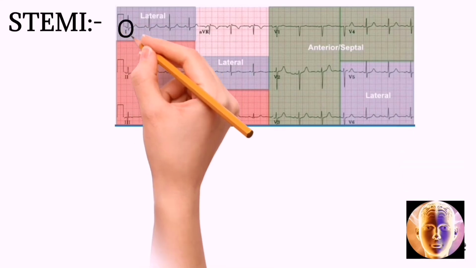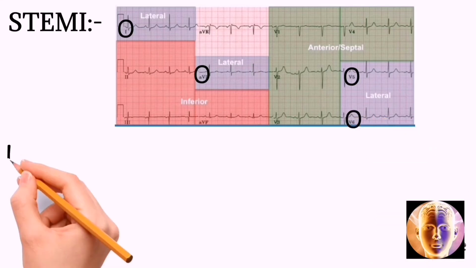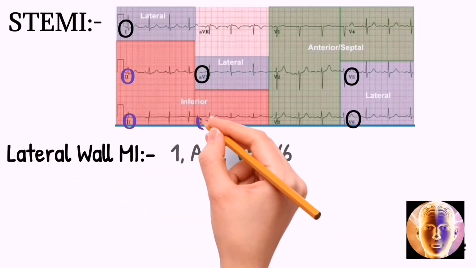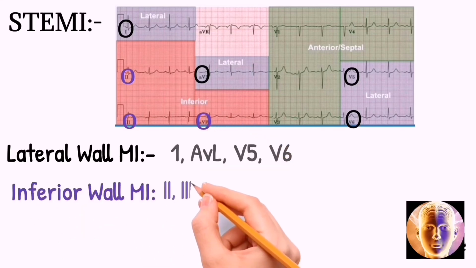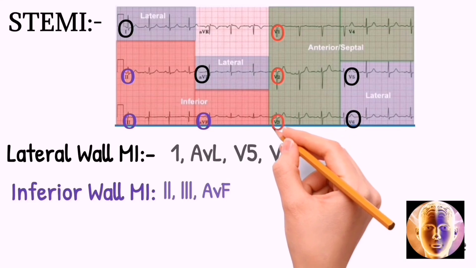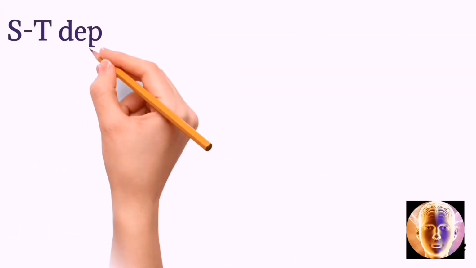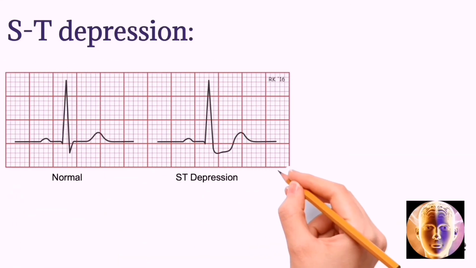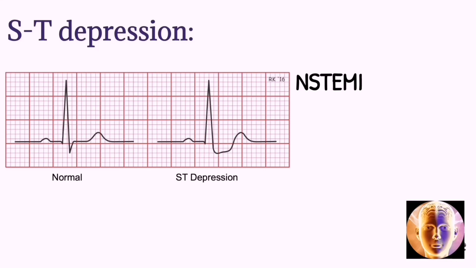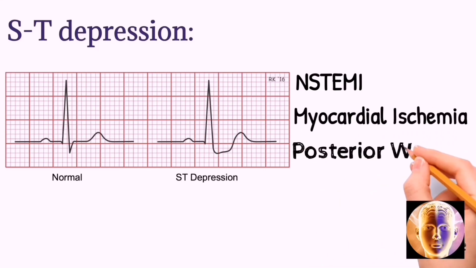ST elevation when present in lead 1, AVL, V5 and V6, it's lateral wall MI. ST elevation when present in lead 2, 3 and AVF, then it is inferior wall MI. While when ST elevation is present in lead V1, V2, V3, V4, then it is anteroseptal wall MI. ST depression, as this ECG shows, is usually seen in NSTEMI, that is non-ST elevation MI, myocardial ischemia, and posterior wall MI.